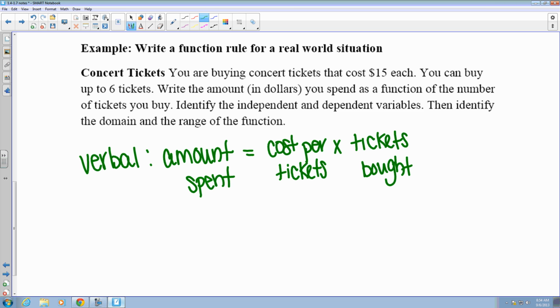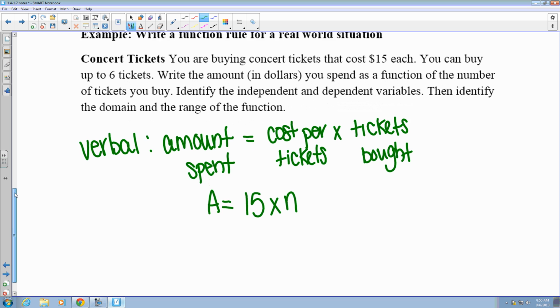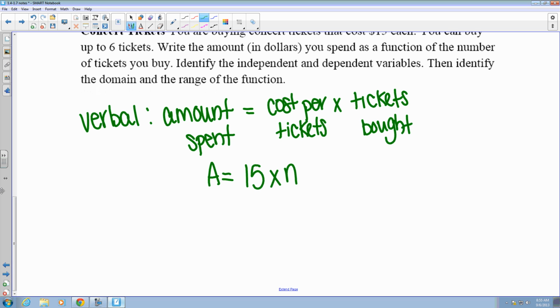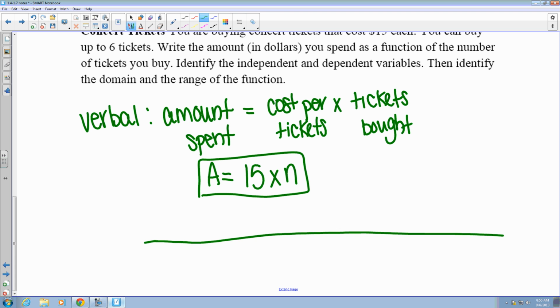So now we can plug in numbers where we know them. First, a generic one. A, our amount spent, is equal to the cost per ticket, and we know that's $15 per ticket, times N for the number of tickets bought. Well, let's make a table now. That's our function. A equals 15 times N.